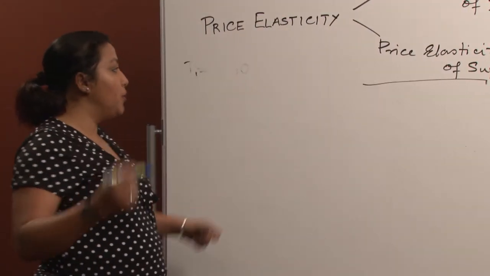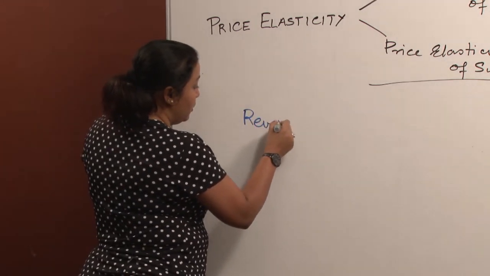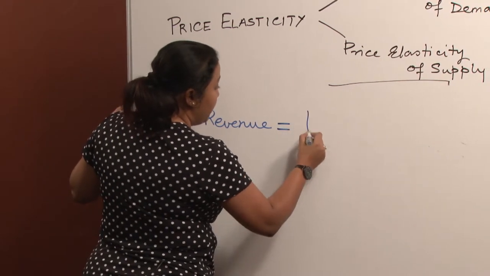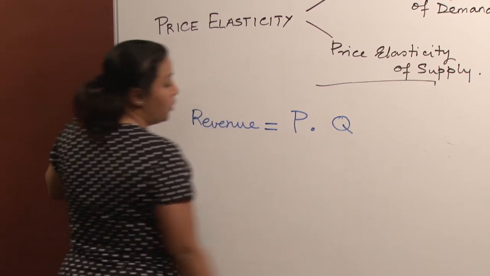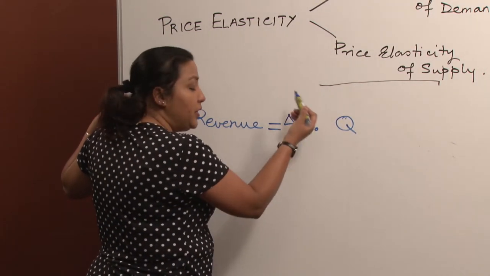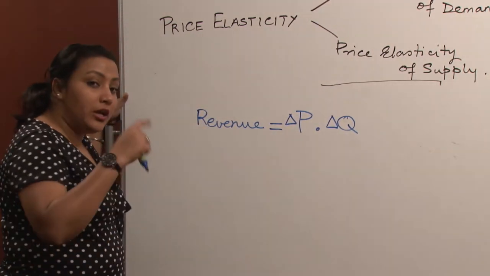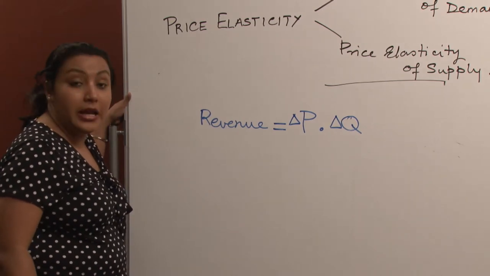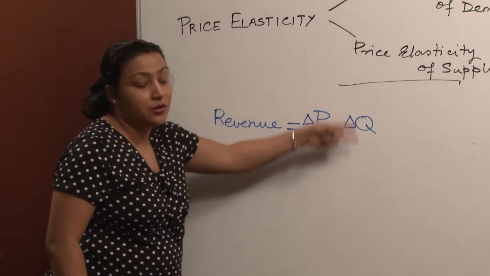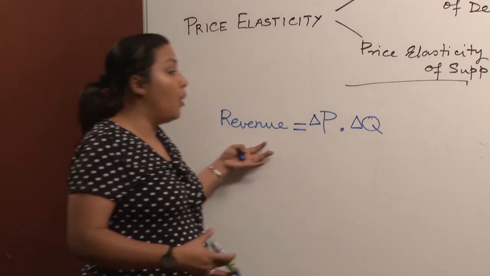Now, let's go back to where we started talking about the revenue. And we said that revenue is price times quantity. And whenever there is a change in price, whether price is increasing or decreasing, there is also a change in quantity, and the change in price and quantity are always in the inverse direction. So for a price increase, there's a quantity decrease. For a price decrease, there's a quantity increase. And hence, there are opposing forces that are working on this revenue.